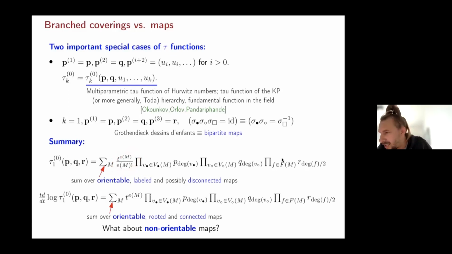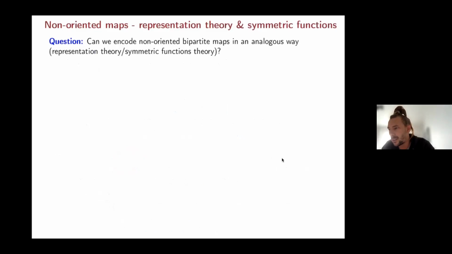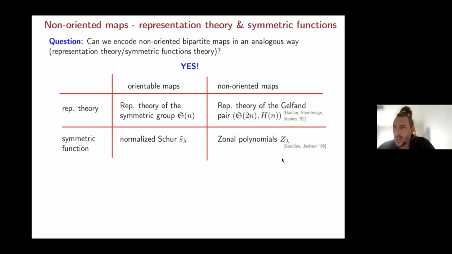Okay, but clearly this definition of maps makes sense on non-orientable surfaces, because 2-dimensional real manifolds might, of course, be non-orientable. So there is this natural question: can we also encode non-orientable bipartite maps in the same way, using either representation theory or symmetric functions theory? And the answer is yes.